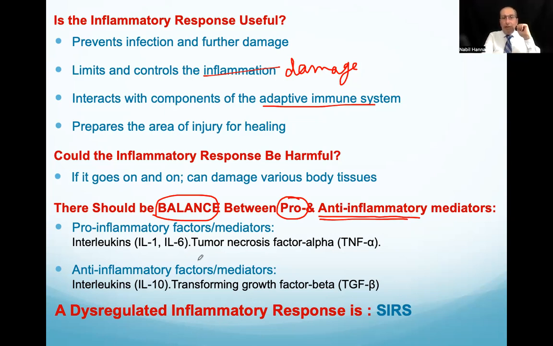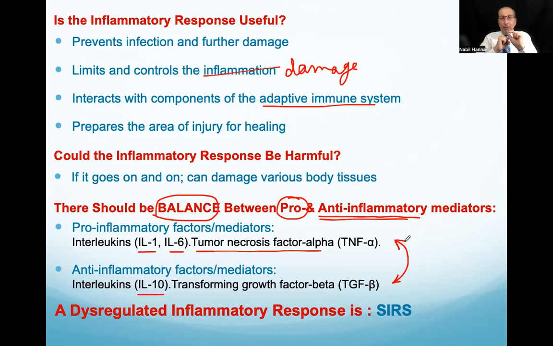Examples of pro-inflammatory mediators, I do not require you to memorize them: interleukins 1 and 6 and tumor necrosis factor alpha. Examples of anti-inflammatory factors, interleukin 10 and transforming growth factor beta. And as I mentioned, there should be a very well-controlled balance between these two. So in any inflammatory process, you have enough amounts of pro-inflammatory mediators and anti-inflammatory mediators.